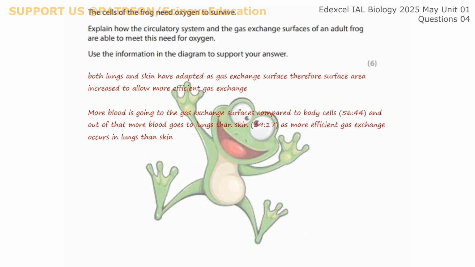heart and the circulatory system, and 44% is reaching the cells. And out of that, a higher proportion is going into the lungs than the skin. 39% of blood is going into the lungs, which is the most adapted structure for the gas exchange. We know lungs are the most adapted gas exchange surfaces out of all the gas exchange surfaces. It is at the highest end.